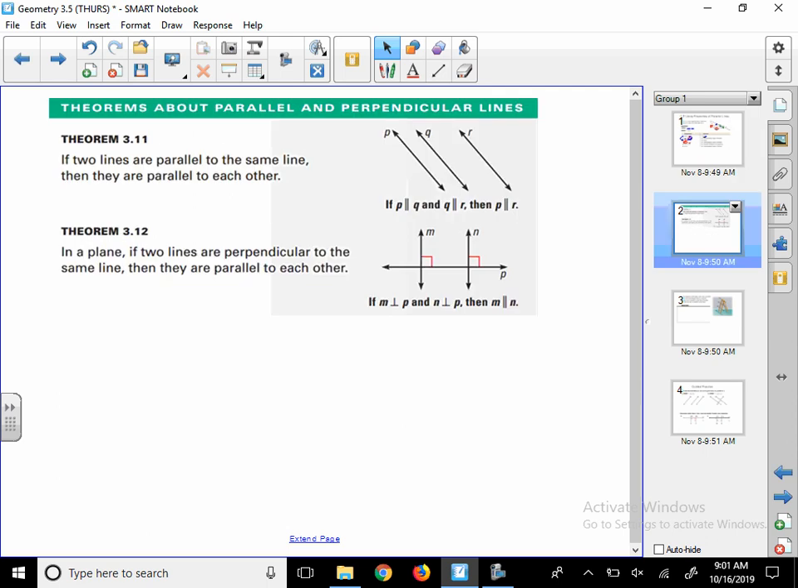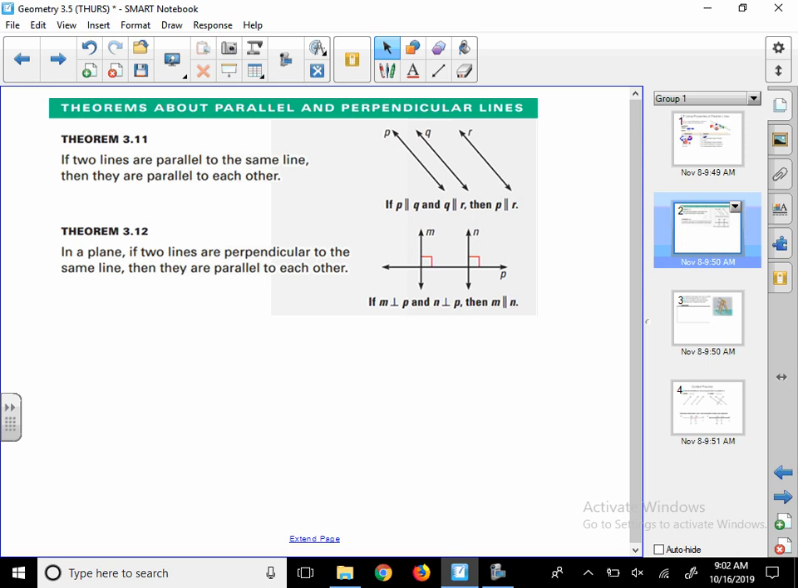Couple more theorems here. Theorems about parallel and perpendicular lines. Just some more tools in the tool chest here. Theorem 3.11 doesn't have a fancy name, but hopefully this kind of makes sense to you guys. 3.11 says if two lines are parallel to the same line, then they are parallel to each other.